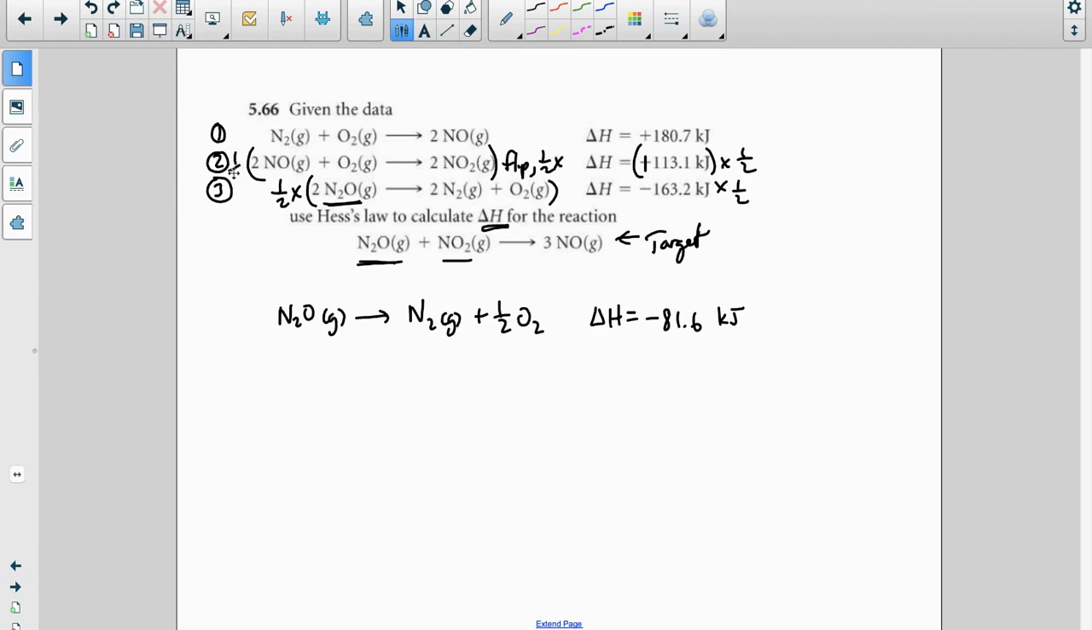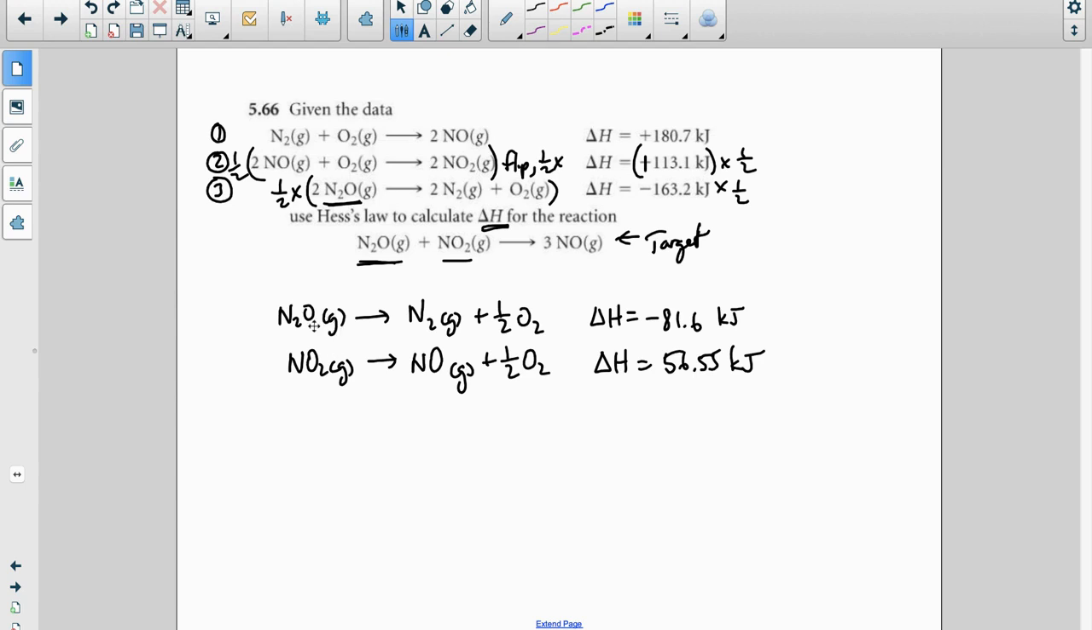So if I flip this around and take it times 1/2, let me put a 1/2 in front of here, I'm going to end up with 2 NO2 times 1/2 is going to be 1 NO2. And then on the right-hand side, I'll have 1/2 times 2 NO. That will give me 1 NO gas. And then 1/2 times O2 gives me another 1/2 O2. Then my delta H is going to be plus 113 times 1/2. So that will give me 56.55 kilojoules.